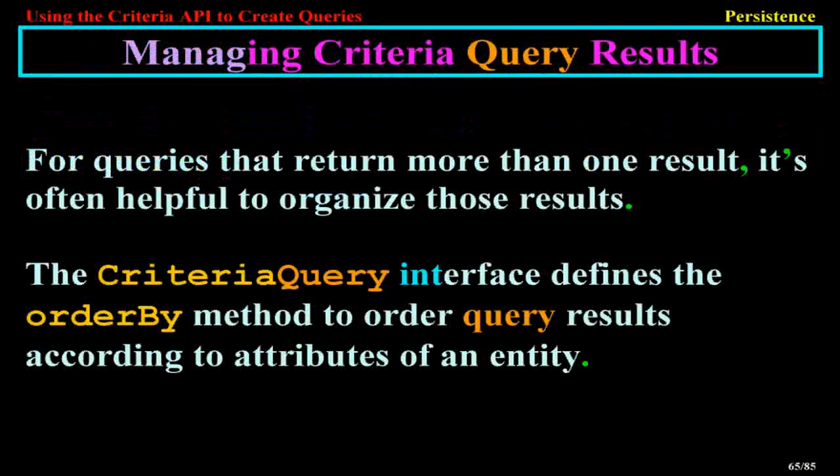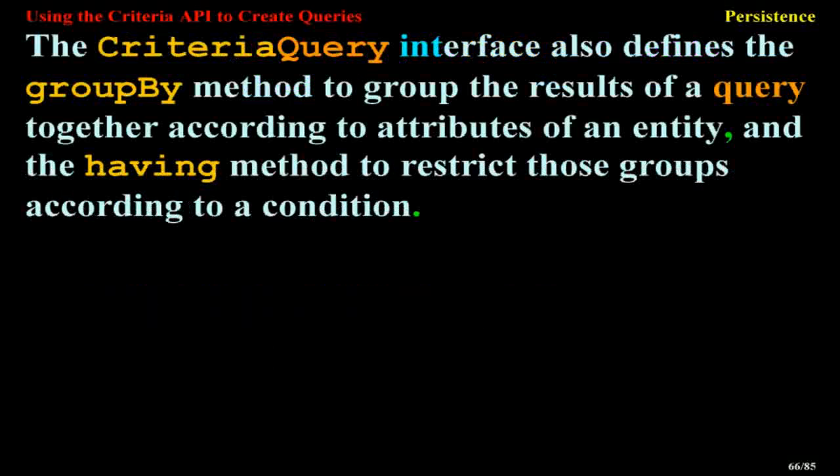Managing criteria query results. For queries that return more than one result, it's often helpful to organize those results. The CriteriaQuery interface defines the orderBy method to order query results according to attributes of an entity. The CriteriaQuery interface also defines the groupBy method to group the results of a query together according to attributes of an entity, and the having method to restrict those groups according to a condition.